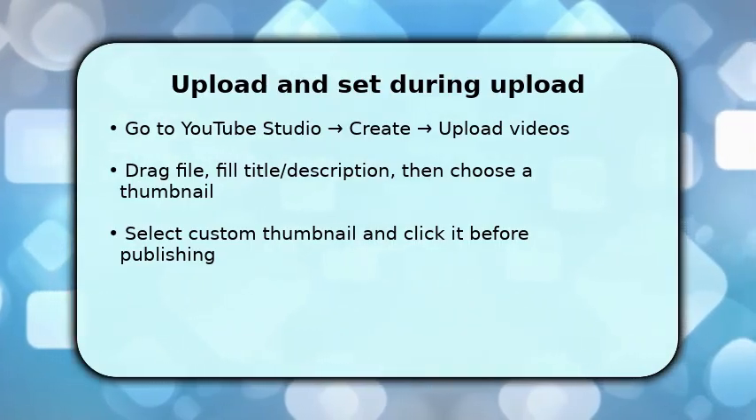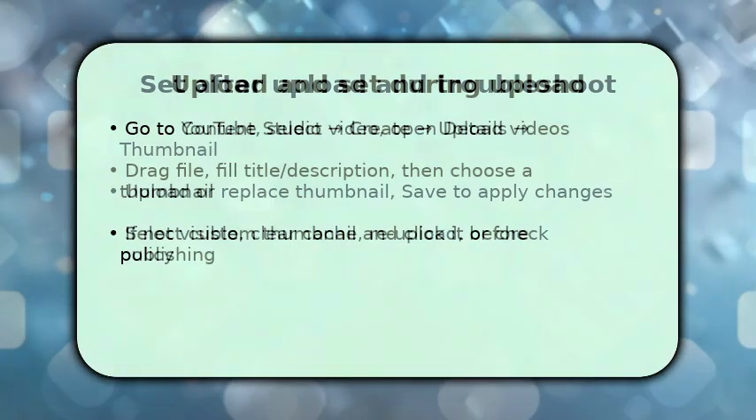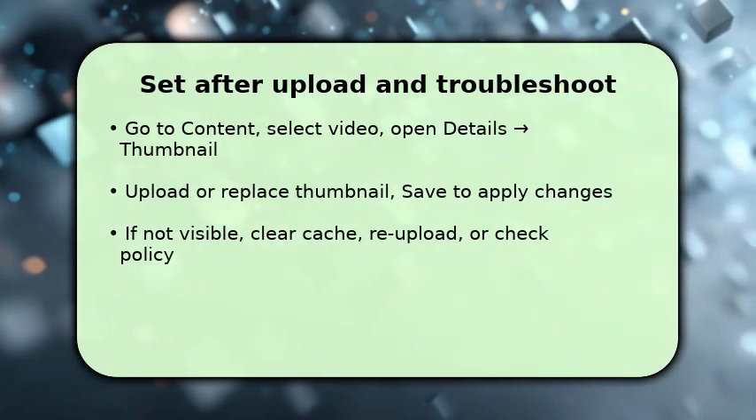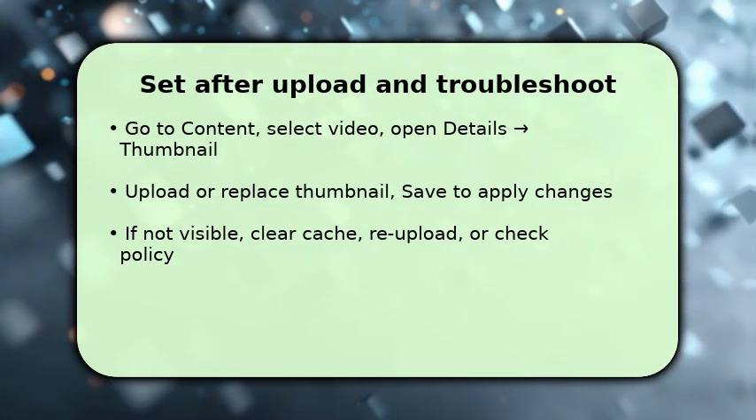To finish, open YouTube Studio's content page and select the video, then go to Details and the Thumbnail section. Upload your custom image or replace the existing one, then press Save to apply the change.